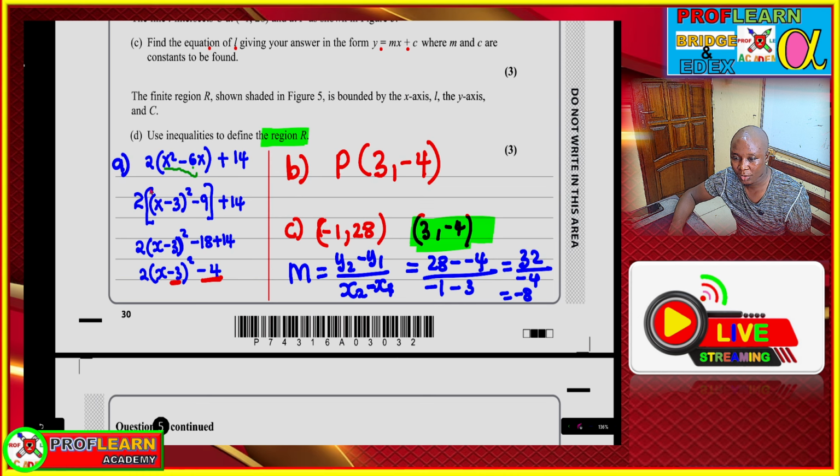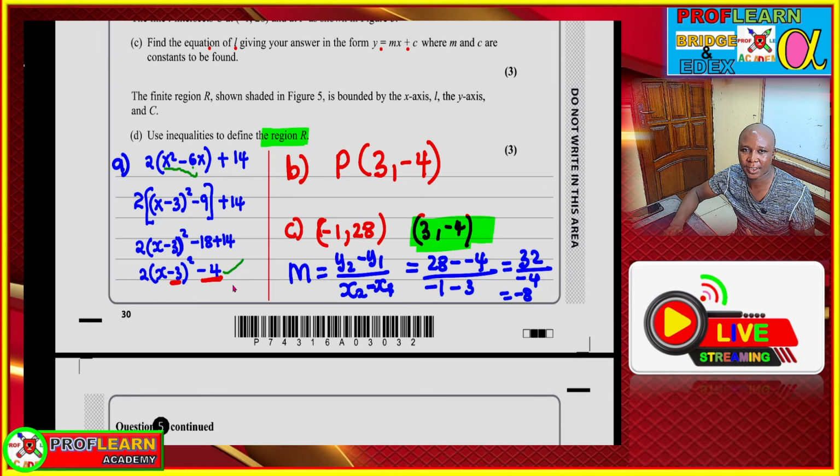Remember, this was in the outer bracket like that. Then 2 times 9 will give us 18, and 2 times this will give us this expression. So negative 18 plus 14. If we simplify, we shall get our answer as that. Be very sure, there will be a question on completing the square.